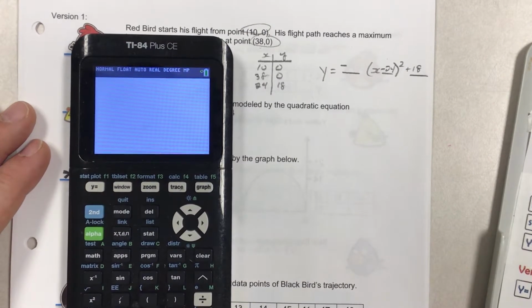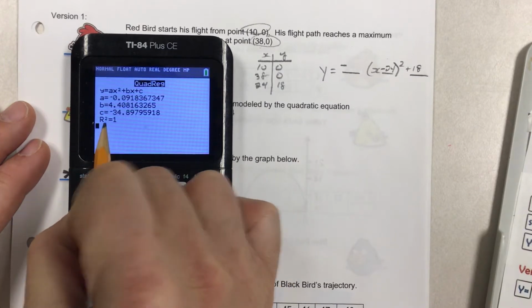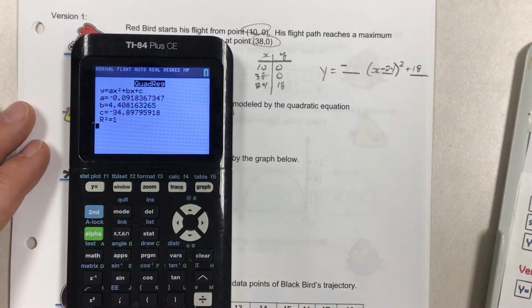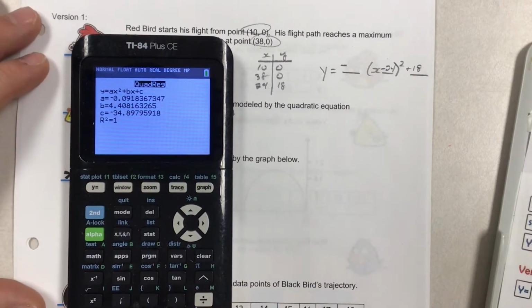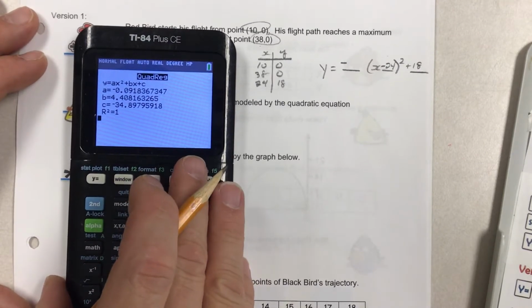Number 5, hit enter, and r squared has to be equal to 1. If it's not equal to 1, you did it wrong. Okay? This is a perfect fit. That's what that r squared means. It's called the correlation coefficient. It's a statistics thing, but it just means that you put your numbers in right.